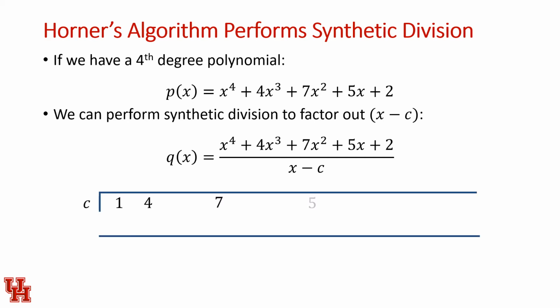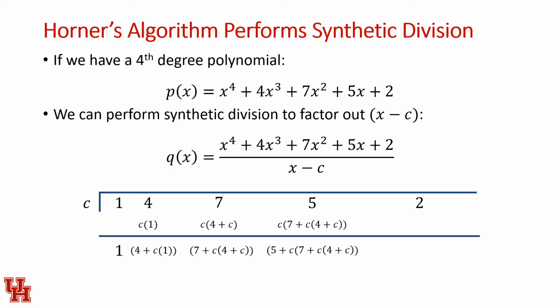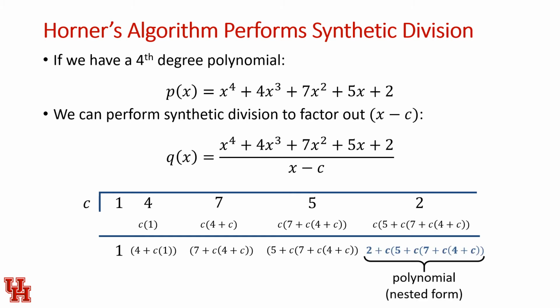We first set up our tableau for synthetic division by writing out the appropriate coefficients. We drop the leading coefficient, and then multiply by c and add the next coefficient. Notice that I'm keeping all of the terms without simplifying. When we multiply by the next coefficient and add, notice that we start building up a nested polynomial that increases in order at each step. In fact, the final result produces the nested form of the polynomial p of x, with c substituted in for x. The take-home message here is that synthetic division of any polynomial p of x by x minus c will produce the nested form of the polynomial p of x evaluated at c for the remainder term.